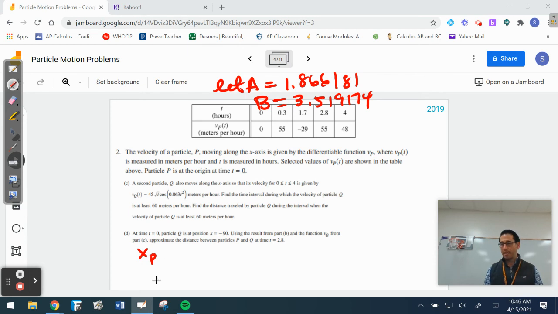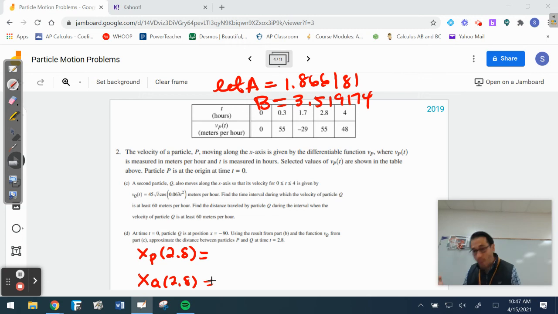All right, so first off, what I'm going to do is a position for P. And when I do a position for P, I want to know where that dude is at 2.8, right? I want to know where his exact position is. Likewise, I want to know the position of Q at 2.8. And if I know both positions, I would know how far away they are from each other, right? And that's what we're trying to do here.